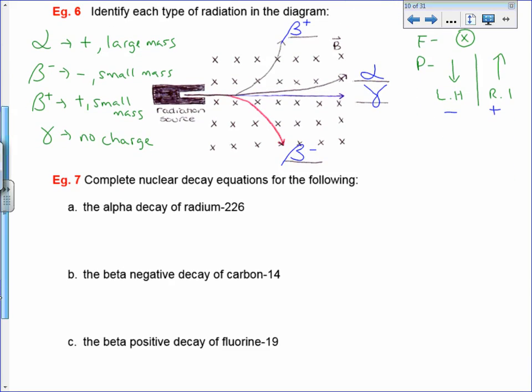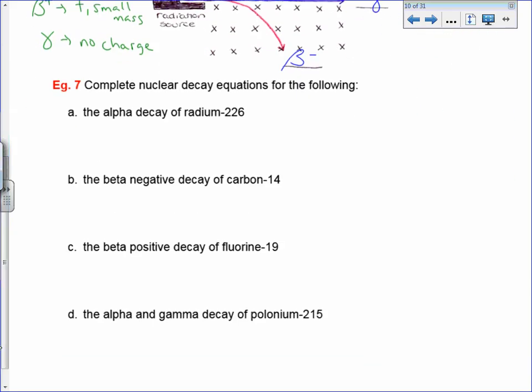Okay, then we'll do a few extra decay equations just to practice a little bit more. The alpha decay of radium-226. Radium is Ra, and it is element 88. It's going to undergo alpha decay, emitting 4/2 He, and we take 4 off the top number, so 222, and 2 off the bottom number, so 86, and that is radon, Rn.